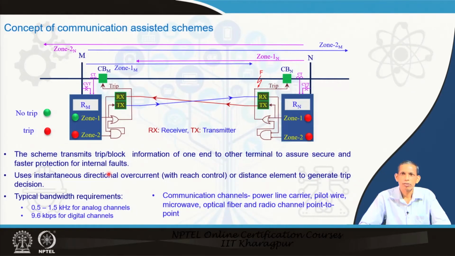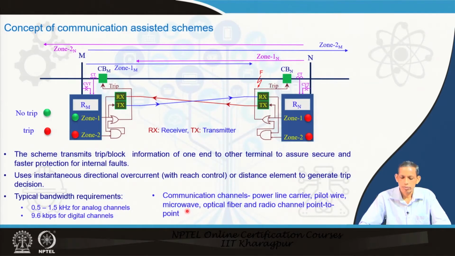Therefore, the communication medium required does not need a very large bandwidth. Typically, for digital channels it can be 9.6 kbps or more, and for analog channels it can be in the range of 0.5 to 1.5 kilohertz. These communication channels can be the power line conductor itself, the power line carrier, or a pilot wire through a dedicated communication wire.